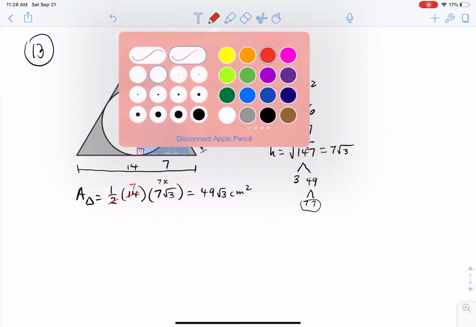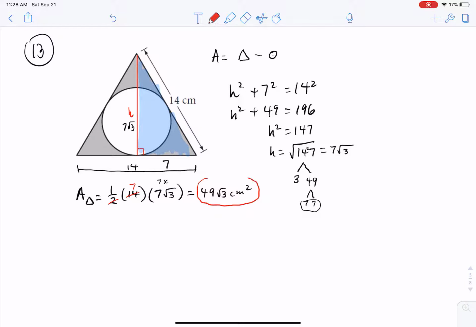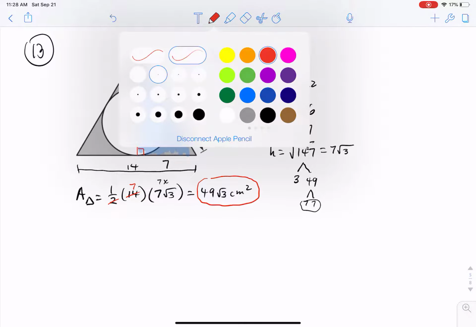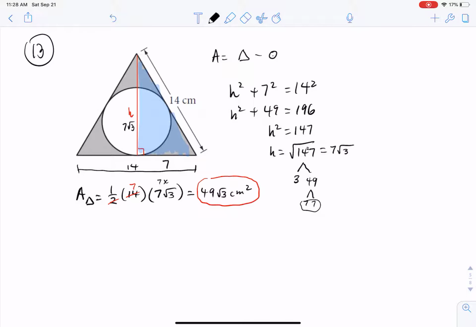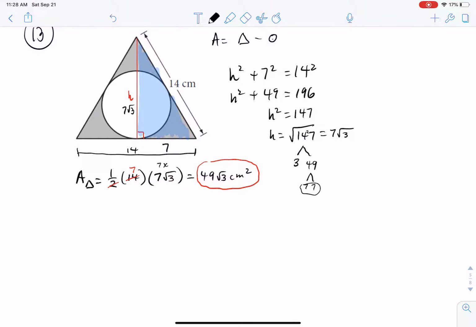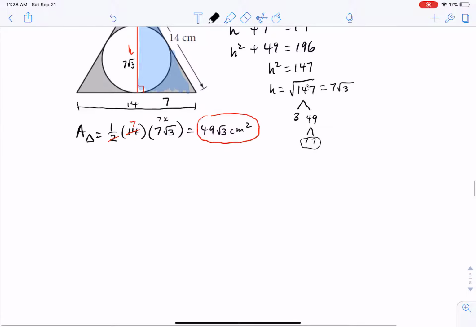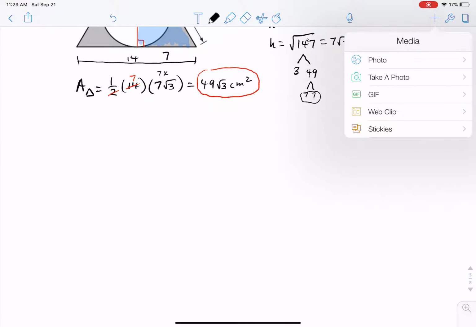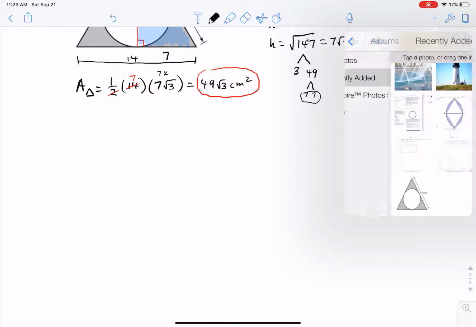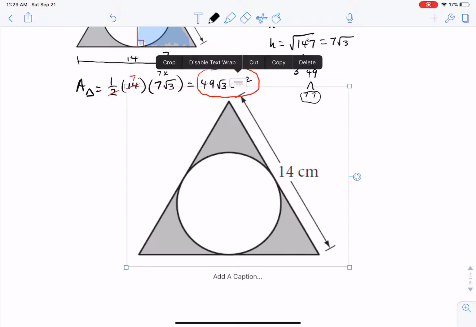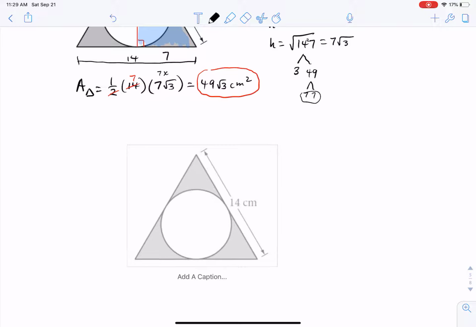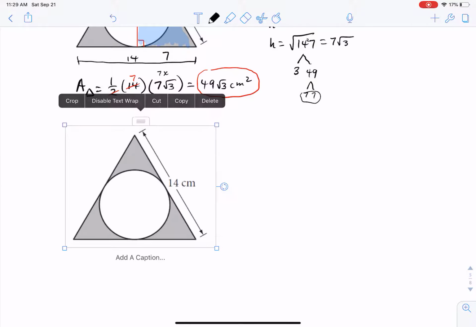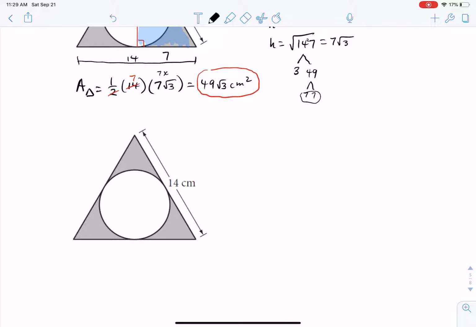All right, so there's the first part of this problem. Now the second part is going to involve me trying to find the radius of this circle. All right, let me import this picture in here again. Shrink it down. Okay, there we go. All right, so let's say I draw in my radius.